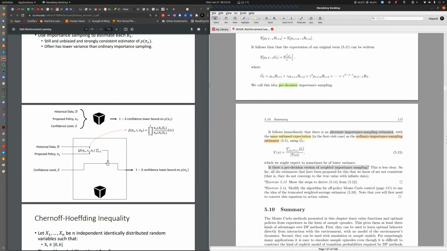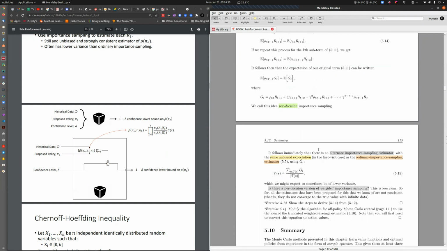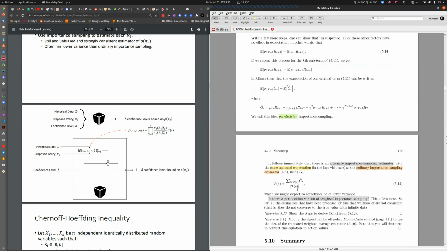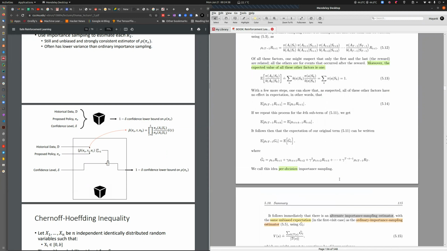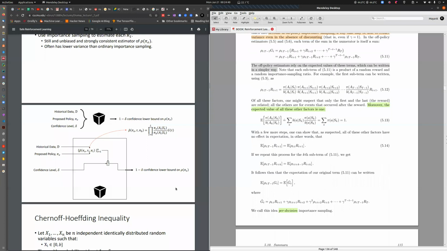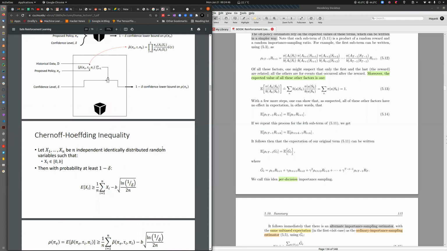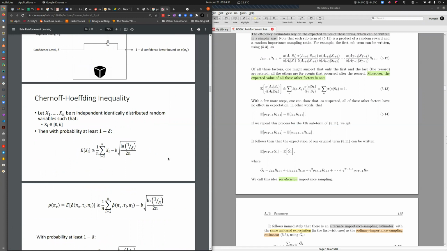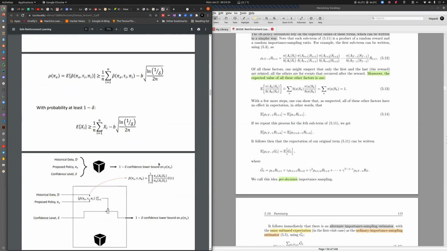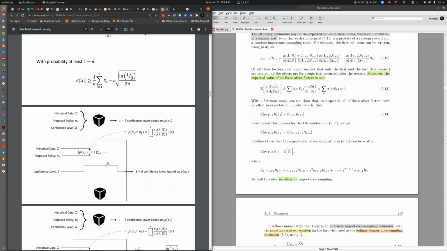And then we use this as an ordinary one too, to put this in the equation that we have seen earlier. So what I think they have done here is try to improve it based on the Chernoff-Hoeffding inequality in the sampling space, in the proposed policy that they are trying to take.